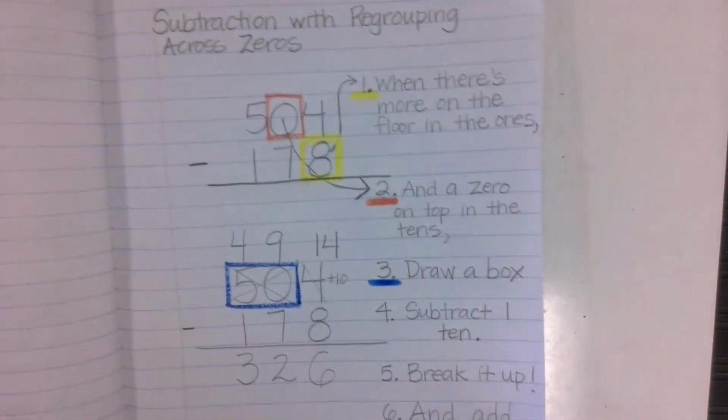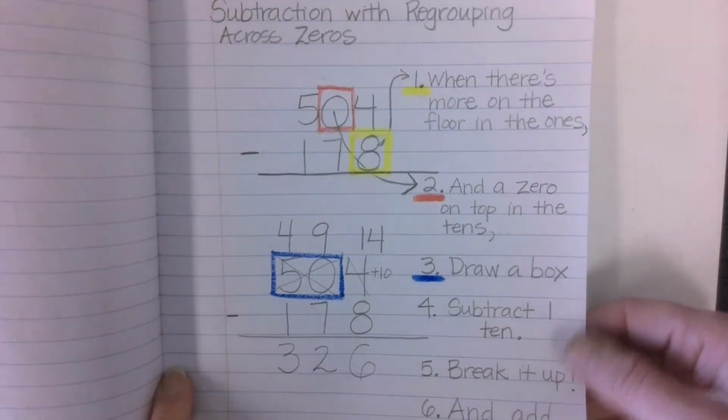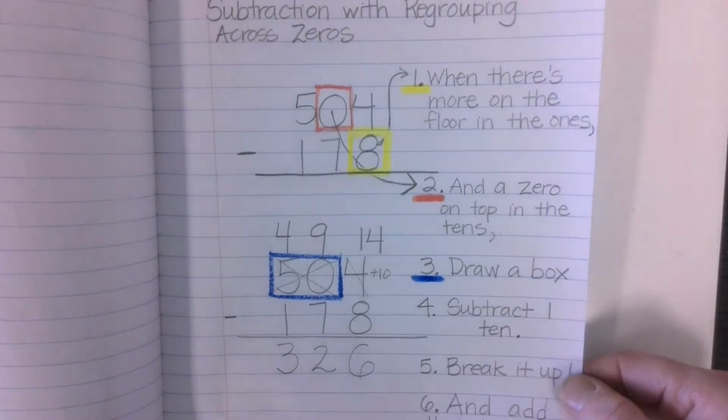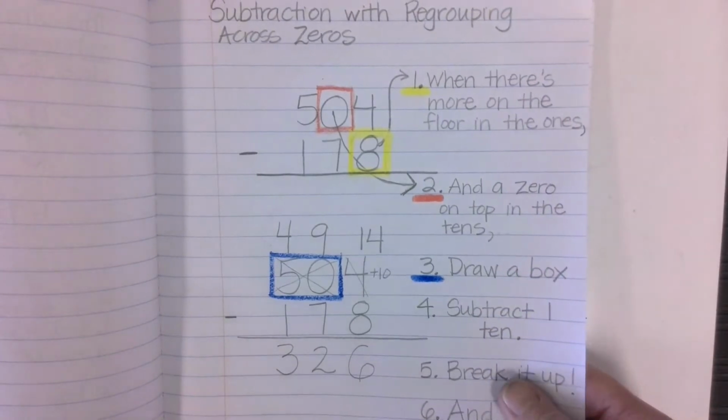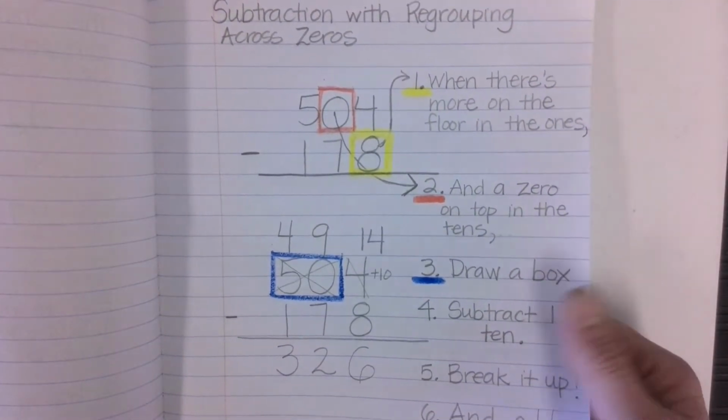Hi again, friends. We finished talking about our box trick for subtraction with regrouping across zeros. I'm going to show you another trick that helps for subtraction across zeros as well. So please turn to page 40. Okay, so page 40 in your math journal.